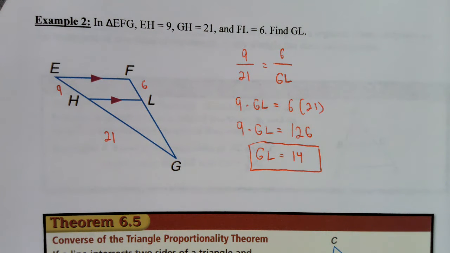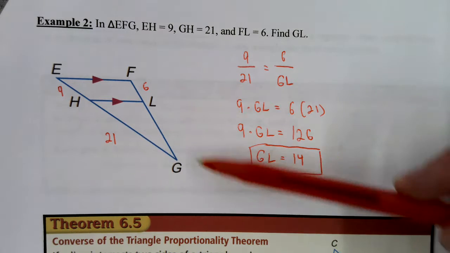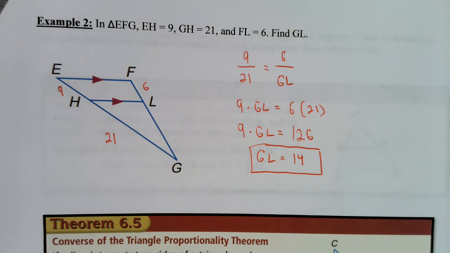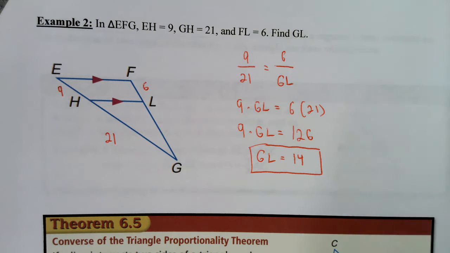So that makes it easier. I mean, in the past, if I had you solve this, you would probably have to do like 21 over 30 equals x over x plus 6 and solve that. But we can use the theorem from the first page and just do this. 9 over 21 equals 6 over GL.